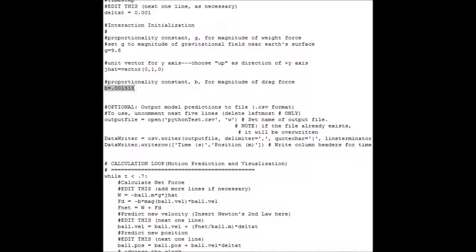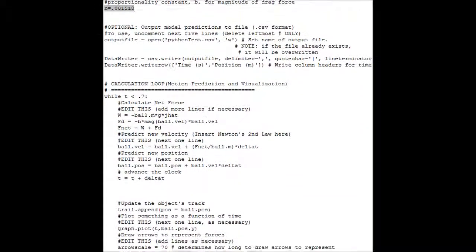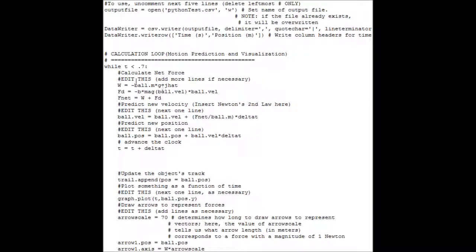Then within the while loop, I put t is less than 0.7 because the time it fell only lasted 0.7 seconds. And then the weight force is calculated by negative ball mass times gravitational force times j hat. Then the drag force Fd was calculated by the equation negative b times the magnitude of the ball velocity times ball velocity, or velocity squared. And then F net is the weight force plus the drag force. And then I used Newton's second law to calculate the new velocity and then the new position. And then I went through this again in the while loop until t is greater than 0.7.